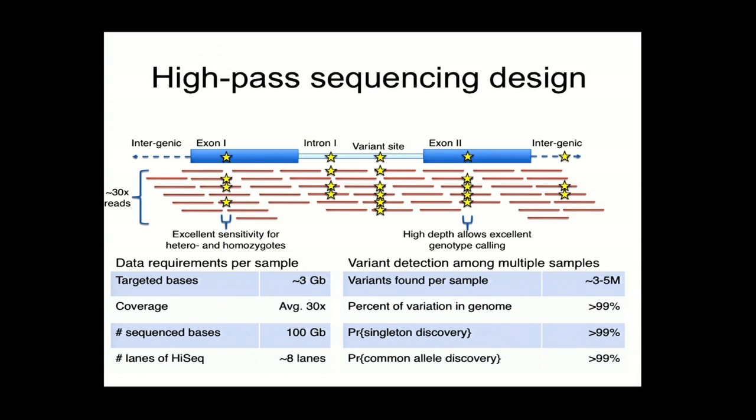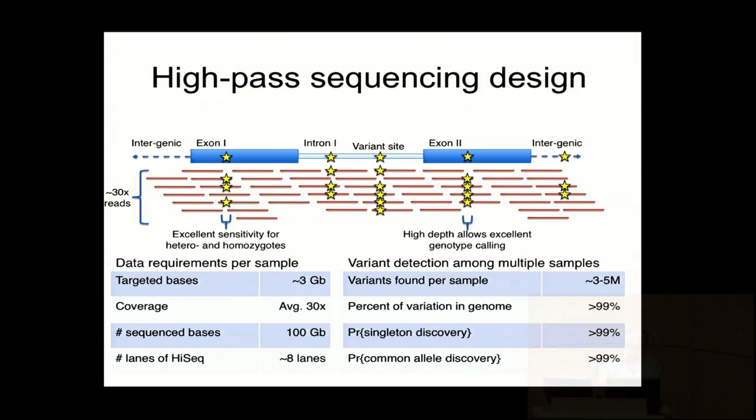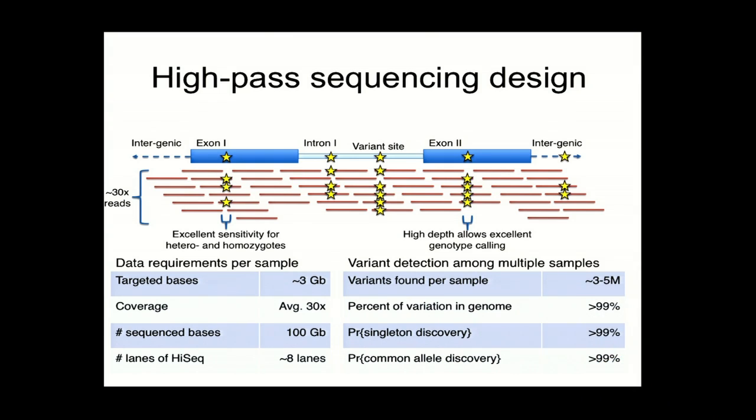So given that, I want to go through the three classic sequencing study designs that you'll see right now. First is, I think, the easiest to understand. This is what's mostly in the literature from 2008, 2009, these high-pass sequencing designs. This is a whole genome target, very deep coverage, 30x or greater. You basically have excellent sensitivity and excellent genotyping.